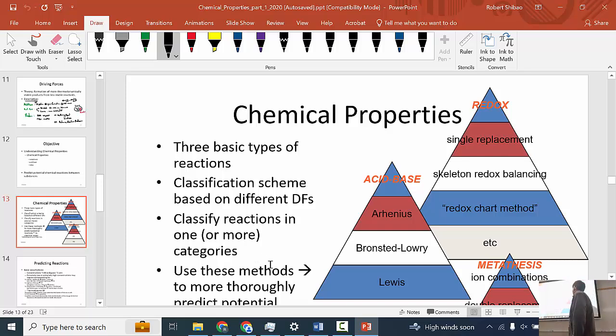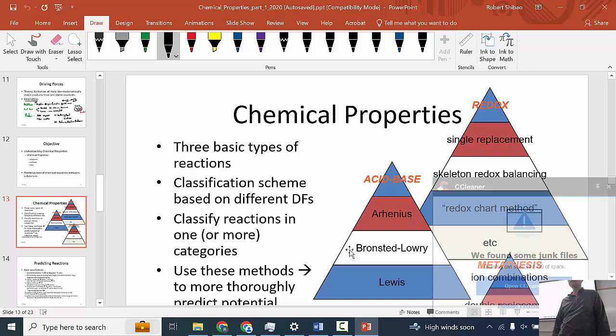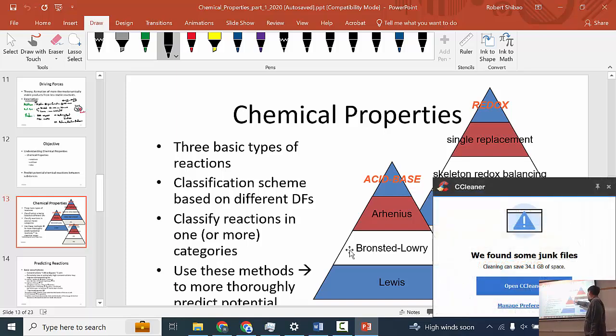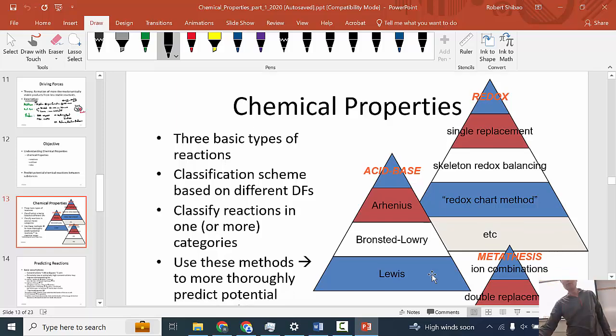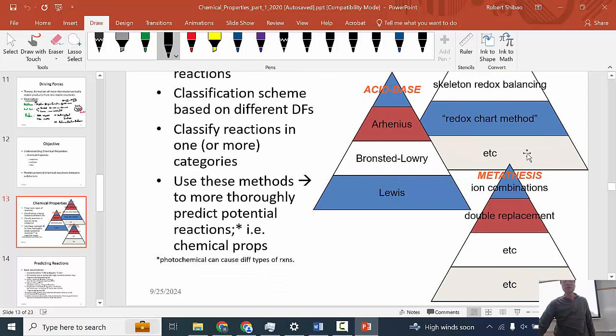So when we look at this, we're not going to subcategorize them. We're just going to look at the three broad categories: redox, acid-base, and metathesis. When we look at redox, there are different types of redox reactions. There's single replacement, skeleton, redox chart, combustion. I forgot to put combustion in there. For acid-base, we focus on Bronsted and Lewis. Arrhenius is very small. For metathesis, we look at ion combinations, double replacement, etc.